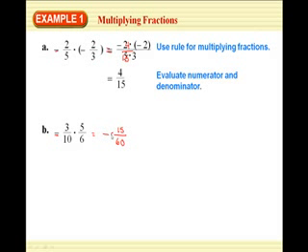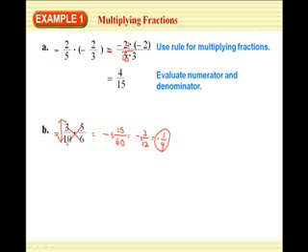But I can see I can reduce out a 5 at least. I would get negative 3 over 12. And look, I could still take out another 3, so it would be negative 1/4. So that would be my final answer. I'd have to simplify it all the way down. But another way to do it, instead of having to divide at the end, is to cancel out at the beginning. Now you can only cancel across like an X or straight up and down.